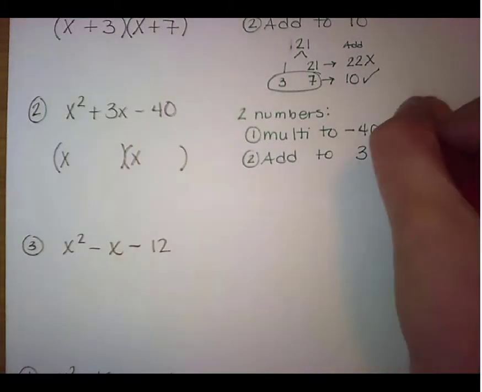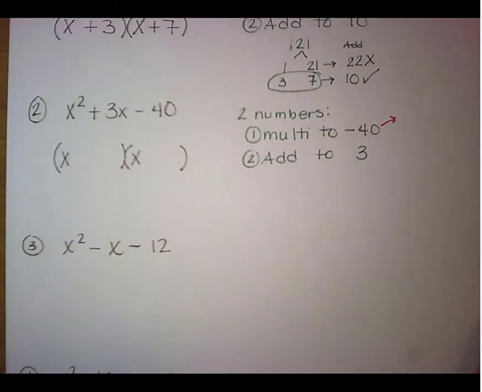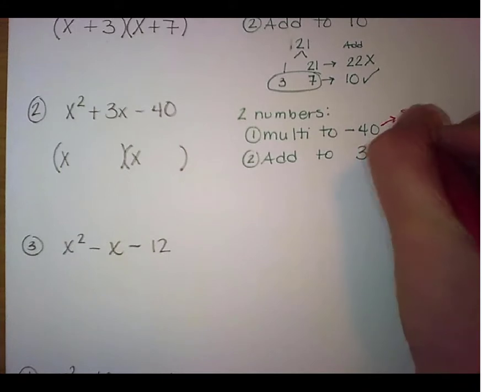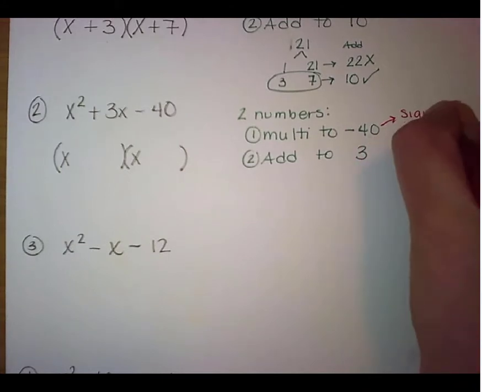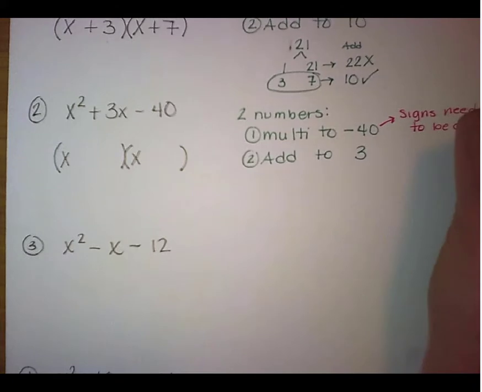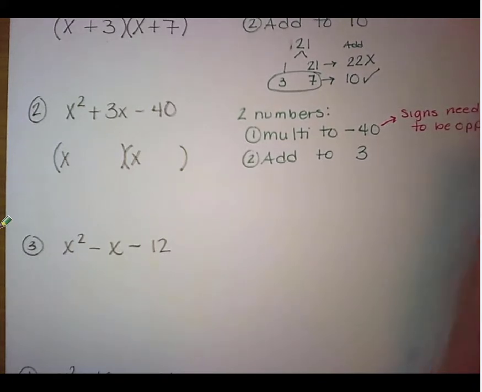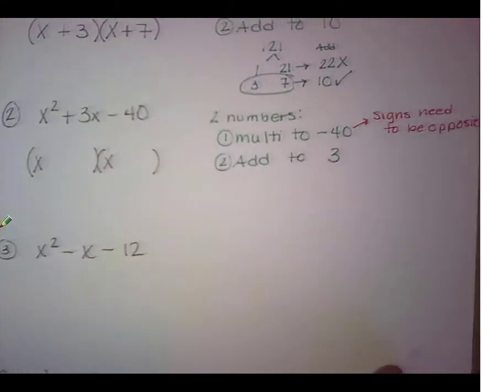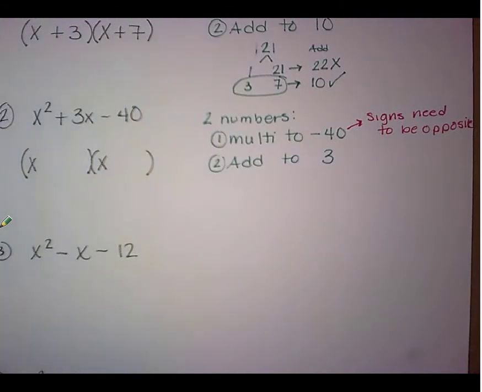Now let's talk about this particular combination of signs. First of all, because I want to multiply to a negative, I know that my signs need to be opposite. They need to be opposite of each other. That means I need to have one positive sign and one negative sign, because that is the only way I can multiply to a negative 40.